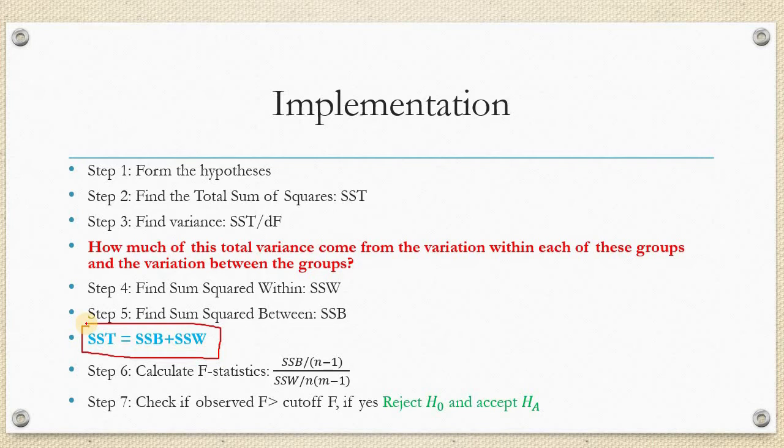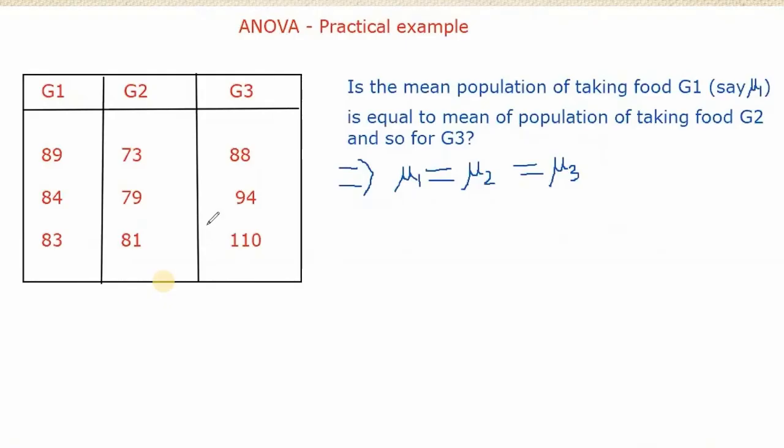Now if your observed F is greater than the cutoff F, then you reject the null hypothesis, else you accept the null hypothesis. So this is how you implement ANOVA step by step. So here I will take a practical example and explain the step by step method of ANOVA.